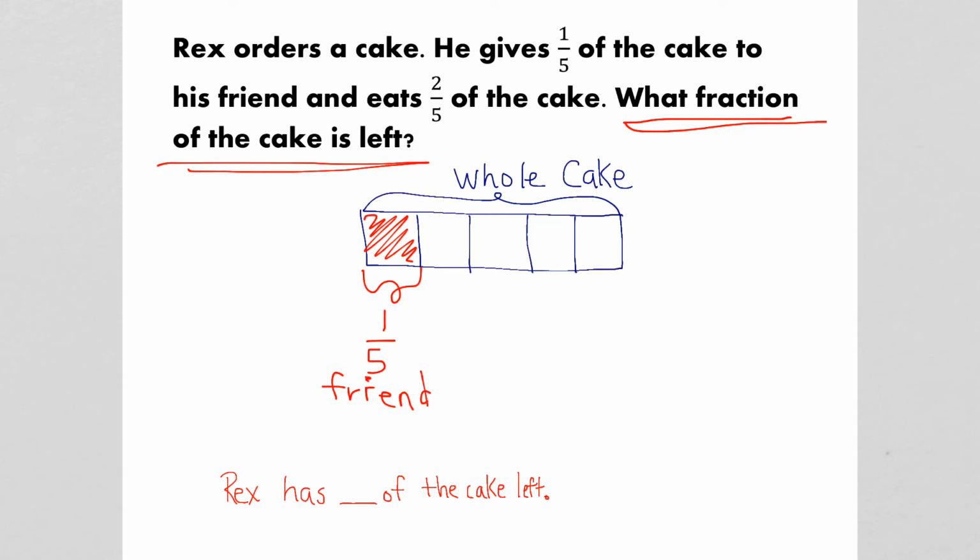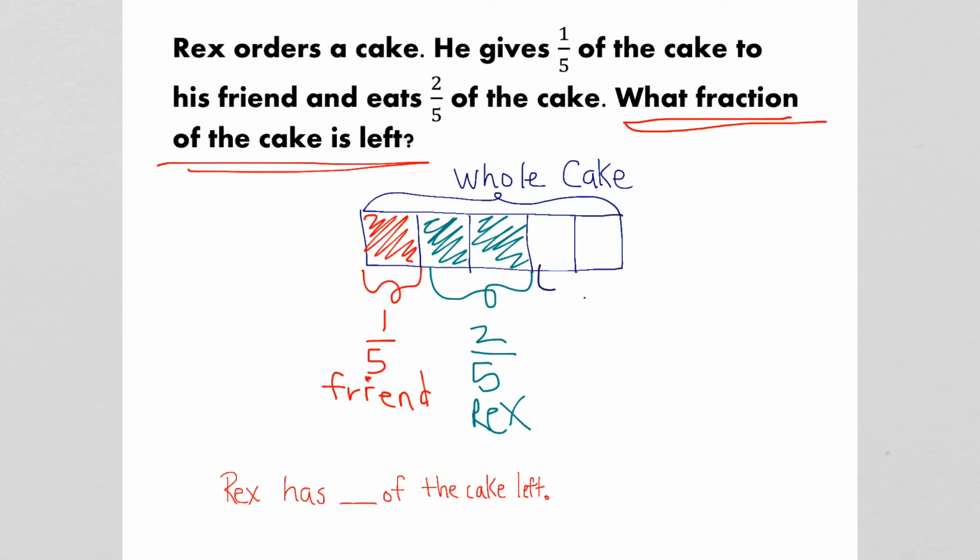What else did we know? You're right. We know that Rex ate 2 of the 5 pieces. So I'm going to shade in 2 of the 5 equal parts. And I'm going to label it 2/5. And I'm going to label it Rex, because that's what he ate. So what fraction is left?